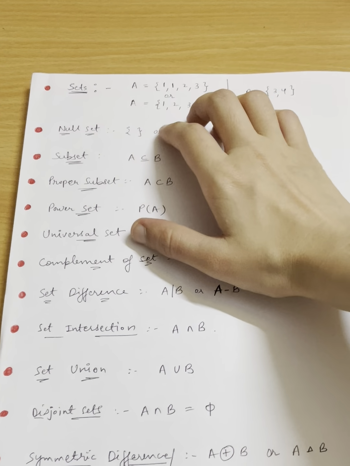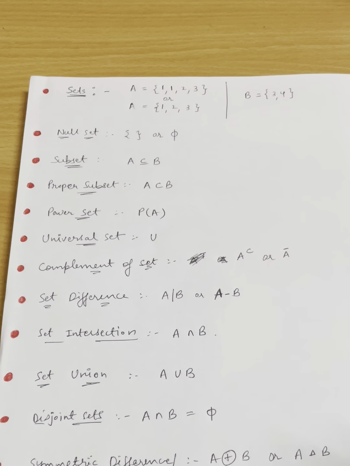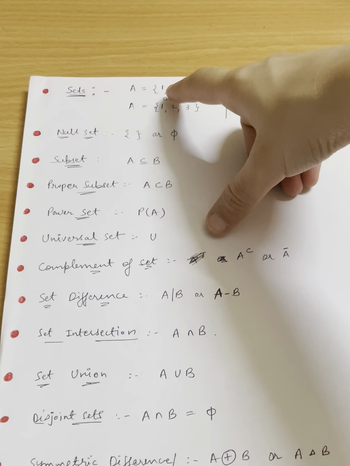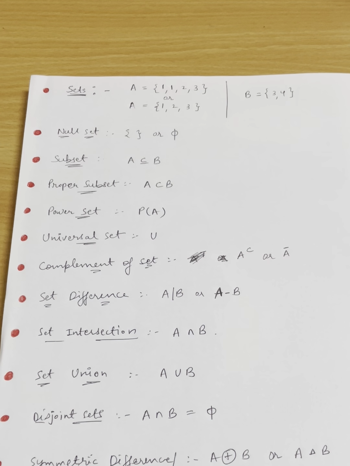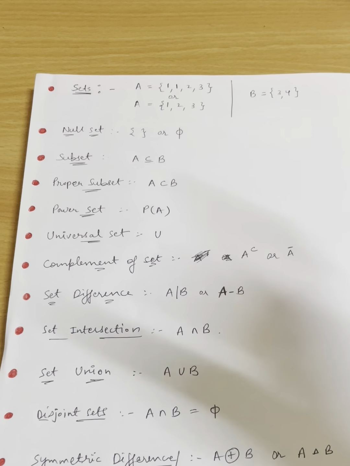Because here it is written {1, 1, 2, 3} and here it is {1, 2, 3}. They are both equal. In sets it does not matter whether you repeat elements or not. It's good to write 1, 2, 3, but {1, 1, 2, 3} or {1, 2, 3} are both the same in sets. So there are two things in a set: one is unordered and the second is distinct elements. One more set is B, {3, 4}. This is also a set, and the representation of a set is curly braces.